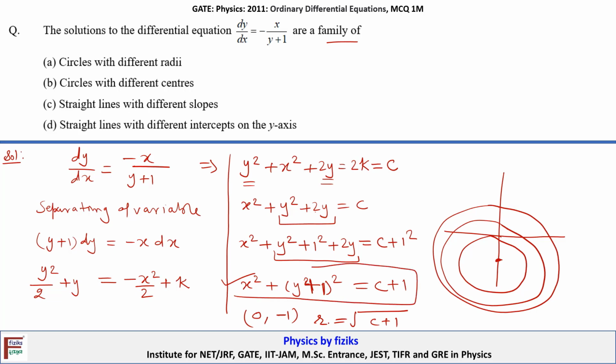This all depends upon the value of c, and hence this equation leads to the family of circles with different radii, because the radius changes with the value of c, as c is the arbitrary constant.